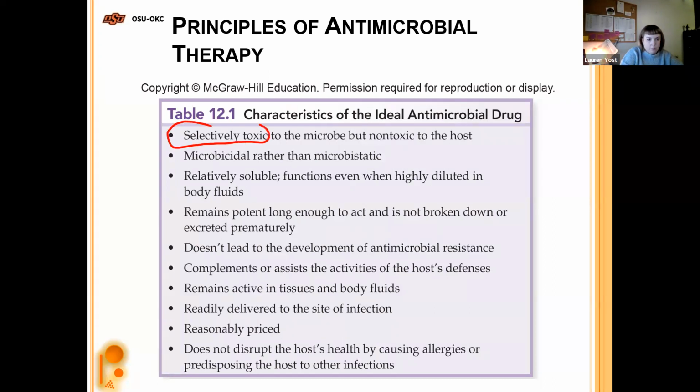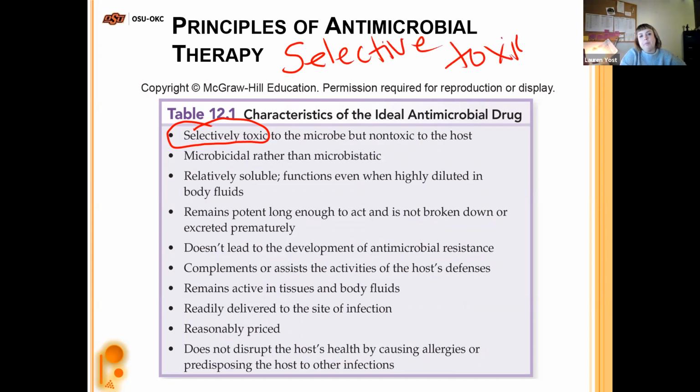Selectively toxic. So a big point here that will definitely be on the test is selective toxicity. And what does that mean? Selective toxicity is referring to the ability to kill the microbe, but not harm the host, like toxic to the microbe, non-toxic to the host. That's selective toxicity. It's not toxic to both.